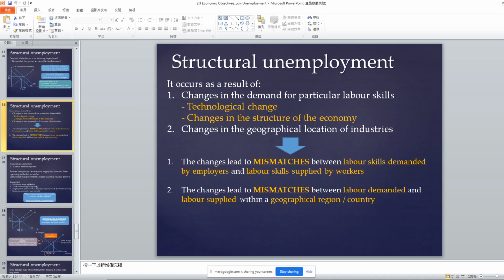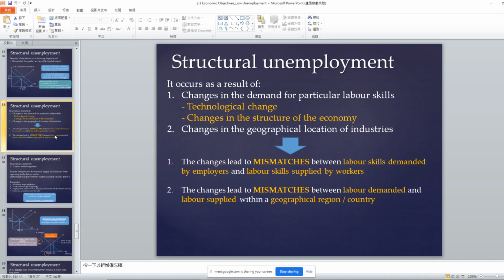Okay, and once again, for structural unemployment in IB, we put more causes of structural unemployment. So you see, because of technological change, because of the structure of the economy, because of the geographical location changes, and also the labor market rigidity. They are all the reasons why we have structural unemployment. So when you are working on your answers, when you're being asked to write something about structural unemployment, do remember to write all three of the reasons.